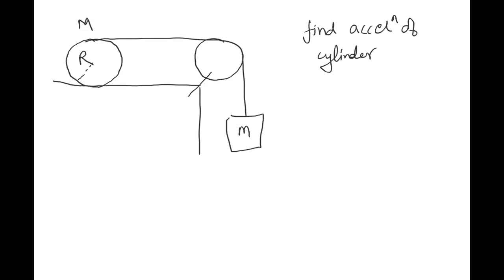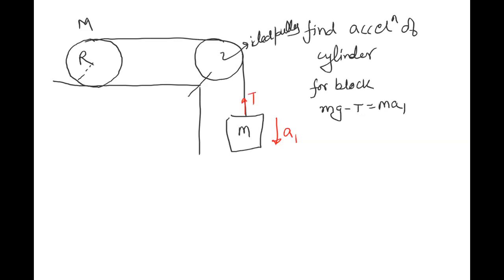Look, everyone. So we talk about this: there is an ideal pulley here, it is not moving, so there is no problem. We can just apply whatever we have done, the easy one. So for the block, mg minus T is equal to ma1. So I'm saying that this is going down with a1, and let the tension here also be T, and let the acceleration of this be a2.